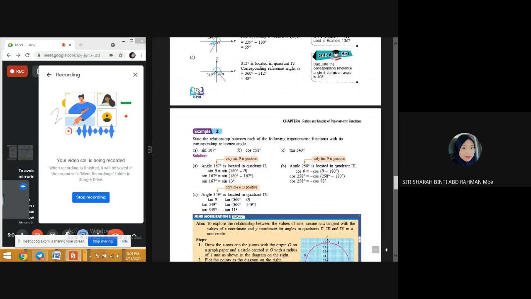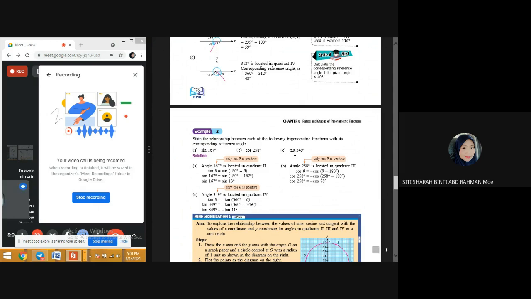So for 258 degrees, the corresponding reference angle, we will use here. This is in quadrant 3. So in quadrant 3, we will use 258 minus 180 degrees. So cos 258 is equal to negative cos 78 degrees. Okay, how to get positive and negative? I will explain later.